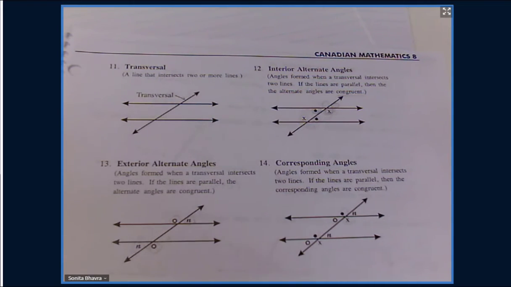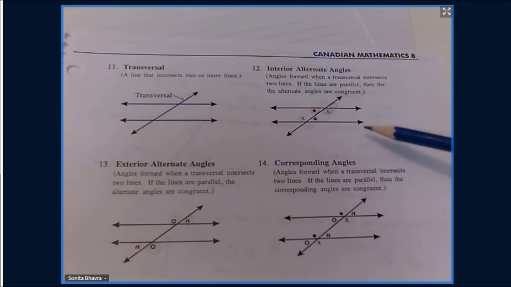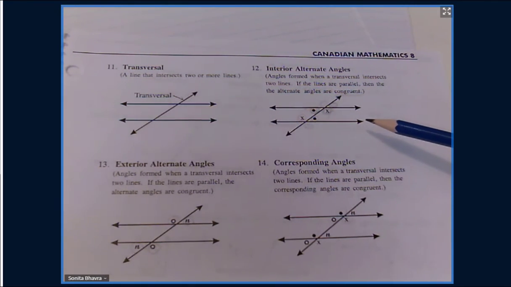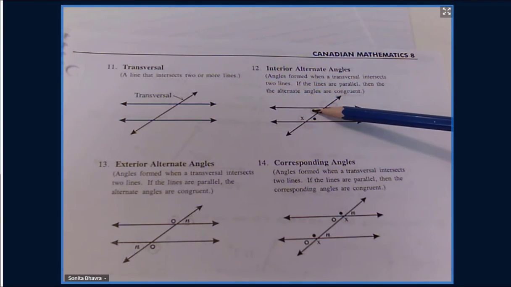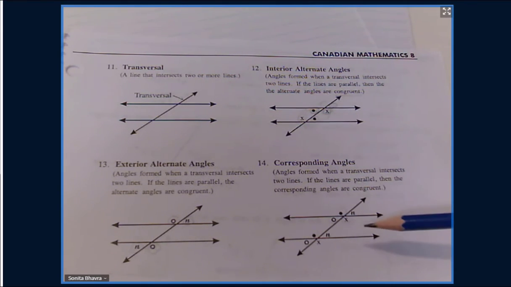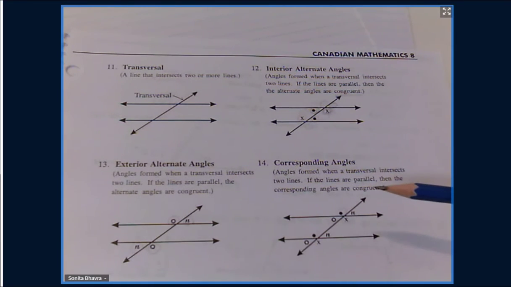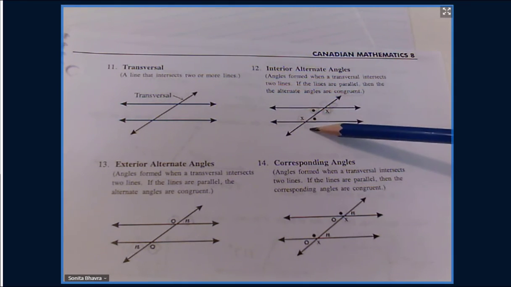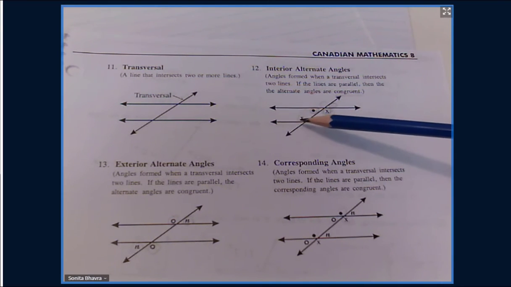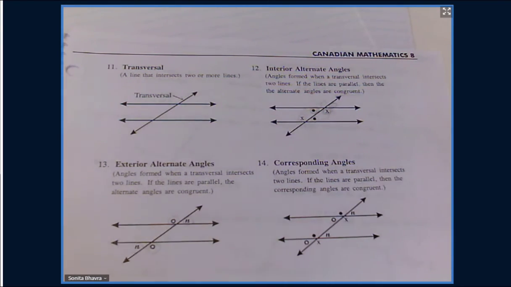There is the interior alternate angles. Interior meaning on the inside. So these are angles that are formed when a transversal intersects two lines. If the lines are parallel, so these two are parallel, then the alternate angles will be congruent, meaning the same. Okay, so this angle will be the same as this angle, and this angle X is the same as here. All right, and we also know that this angle would be the same as this angle because they are opposite, and this angle would be the same as this angle because they are opposite.